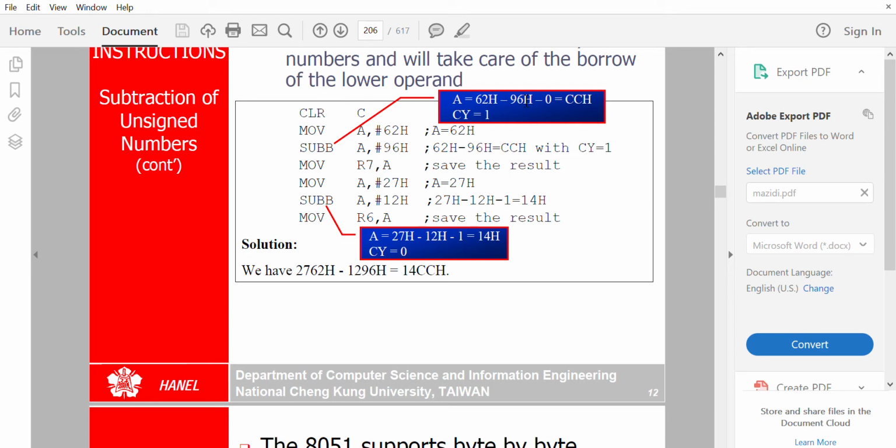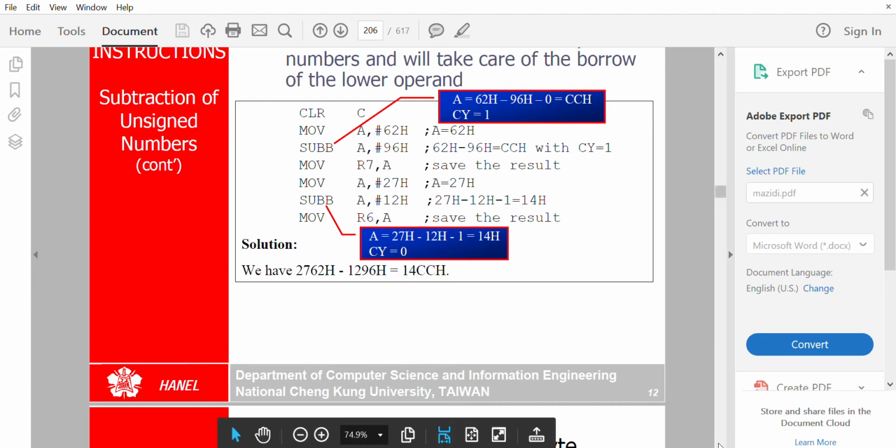In this case, first carry is equal to 0 only. Okay, 62 minus 96 minus carry 0. The result will be CCH with a carry 1. This carry 1, where is it used? In the higher order byte subtraction. And when you do that, the result you get is carry equal to 0. You can do that and check if the answer is correct.